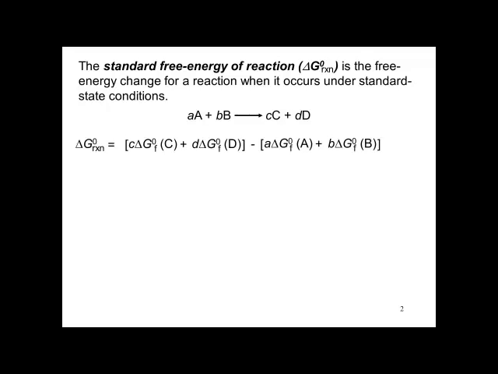Again, for a hypothetical reaction, the delta G of reaction will be equal to C moles times the change in the free energy of formation of component C plus D moles times the change in free energy of formation of component D, minus A moles times delta G super 0 of formation for component A plus B moles of delta G super 0 formation of component B. That is, again, products minus reactants.